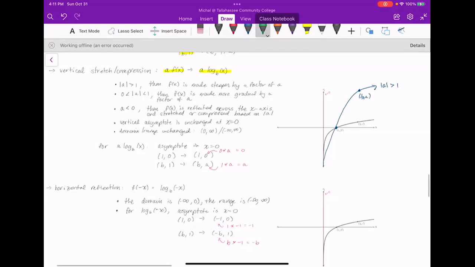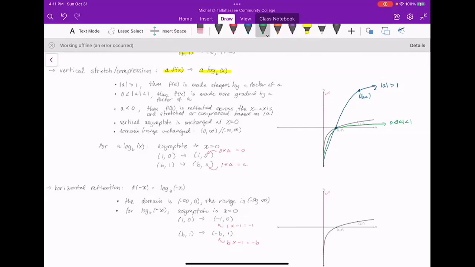If I want to look at what happens when a is a fraction, I'm still going to have the same x-intercept, but it's going to be a more gradual increase. So it'll be smaller than it was before. And this is if 0 is less than a is less than 1, all right?